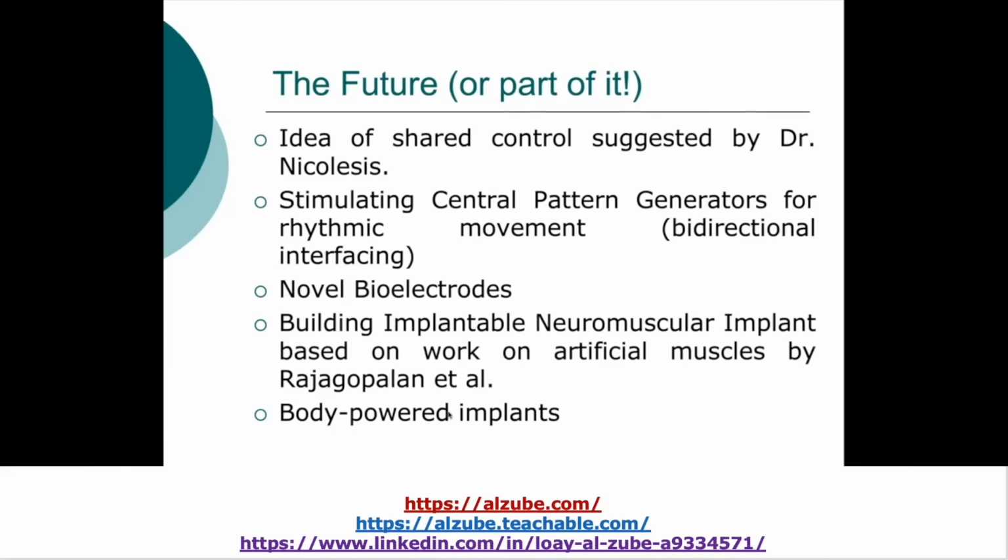The other thing is that we are building implantable neuromuscular implants based on work on artificial muscle. So we're trying to create artificial muscles that can contract actually to replace the tissue or our muscles. They could experience atrophy because of lack of stimulation and use, and we're trying to build that thing.